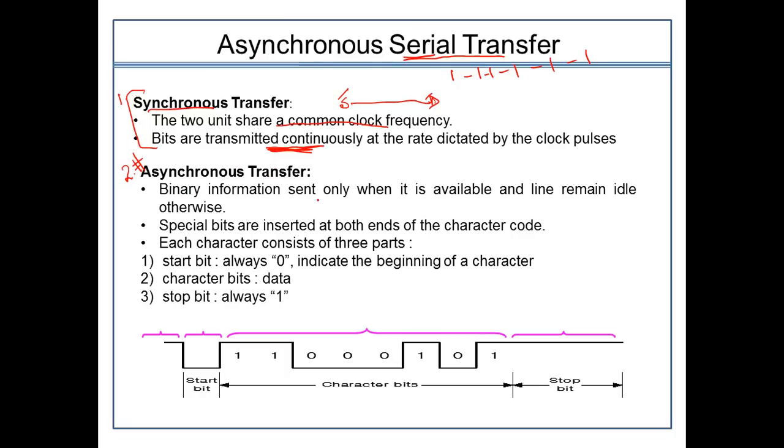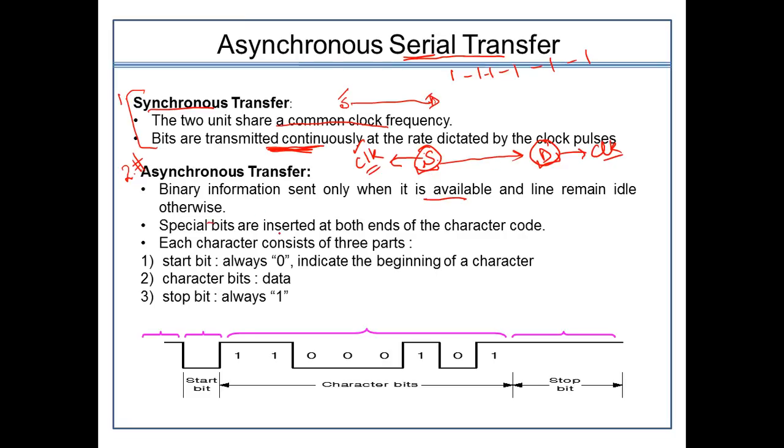Binary information is sent only when it is available. As I said earlier, we never know when the source and destination are available, because in asynchronous transfer, the source has its own clock pulse and the destination has its own clock pulse. When the clock is active for the source, it means the source is available. When the clock is active for the destination, it means the destination is available. So information can only be transferred when the entities are available. Otherwise, the line will remain idle.